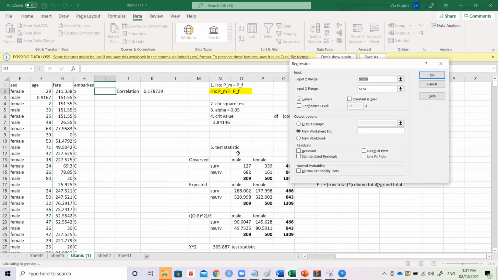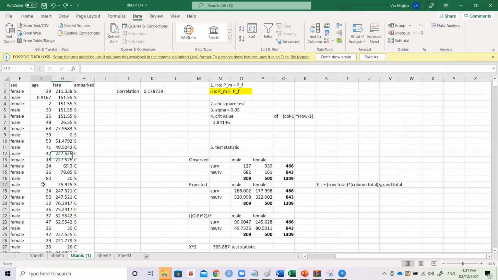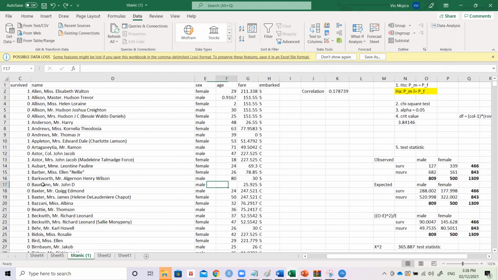Oh my God. Alam mo yung problem ni Excel? Since we have observations such as this one, age na si Bauman Mr. John, he doesn't have an age but he has a record of the fare. Excel doesn't want to compute na agad. So it's a problem. So I'm not gonna give you missing data when it comes to the exam. So let's simulate data yet again.